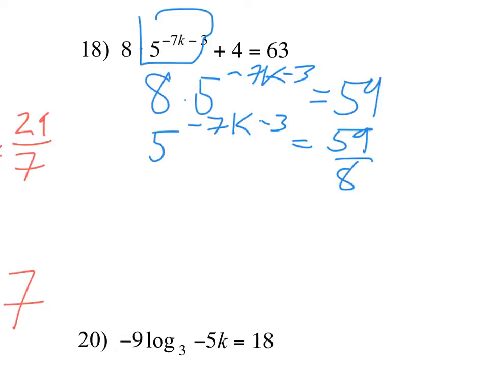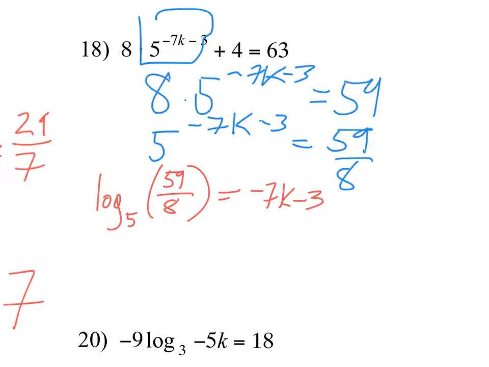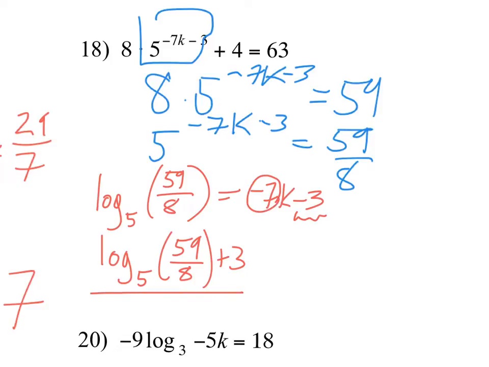Okay, I'm going to convert this to log form at this time. So we're looking at log base 5 of 59 over 8, and that's equal to negative 7k minus 3. I'm going to add 3 to both sides. So we get log base 5 of 59 over 8 plus 3, and that took care of that. I've also got divide by -7. Divide the whole thing by -7, and I get k by itself. That's the answer I'm looking for.